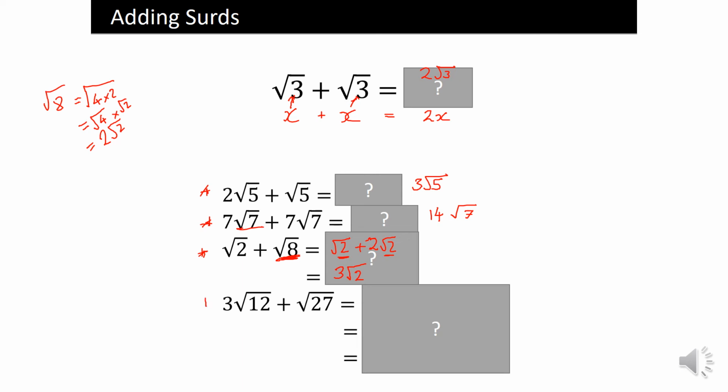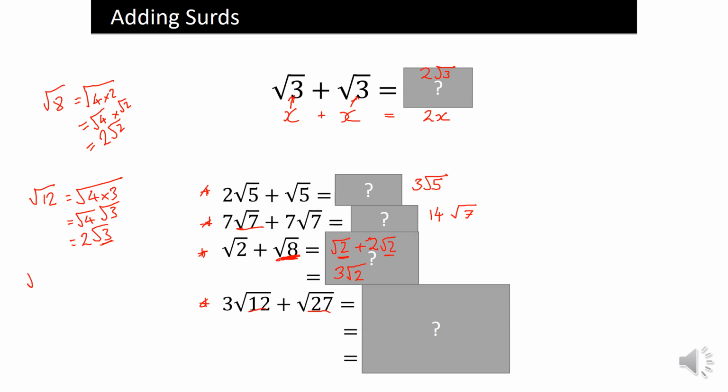Okay, so last one on this section, 3 root 12 plus root 27. So you can see with this, again, it's a different square root, so we're going to have to get around that. So let's simplify them and see if that helps us out. So root 12, we can write that as root 4 times 3, which is root 4 times root 3, which is 2 root 3. We can't simplify it anymore because there's no square number of factors of 3.